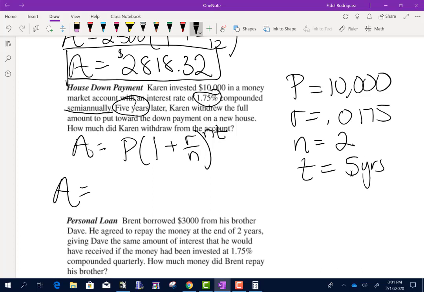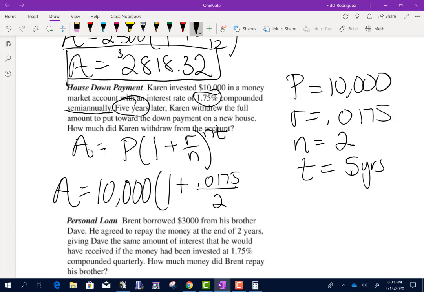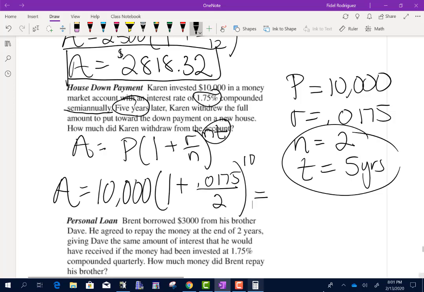Alrighty, let's go ahead and plug and chug. So 10,000, 1 plus 0.0175, over n, which we said was 2. Remember, we're going to multiply these numbers right here. That should give me 10. Okay. So guys, again, the amount of money she withdrew should be more than 10,000.